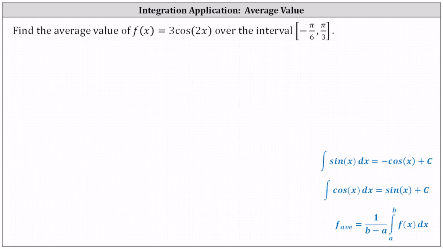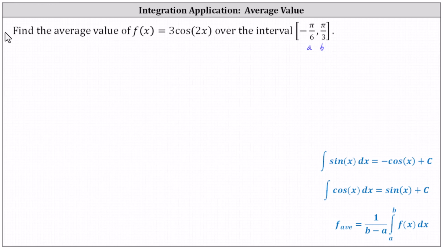We want to find the average value of the function f of x equals 3 cosine 2x over the closed interval from negative pi divided by 6 to pi divided by 3. The average value formula is shown below as f sub average, which equals 1 divided by the difference of b and a times the integral from a to b of f of x dx, where in our case, a is negative pi divided by 6 and b is pi divided by 3.